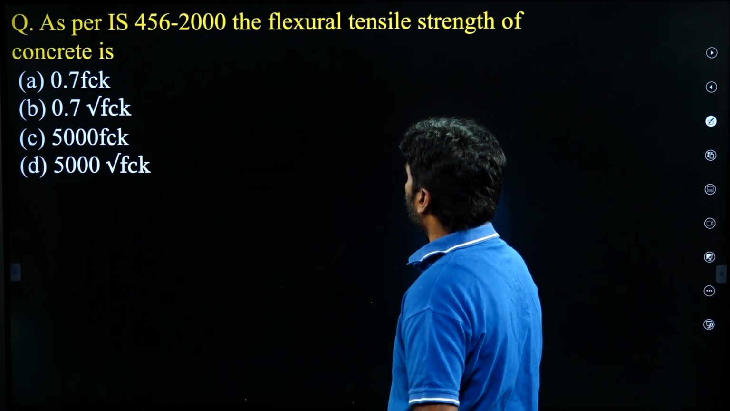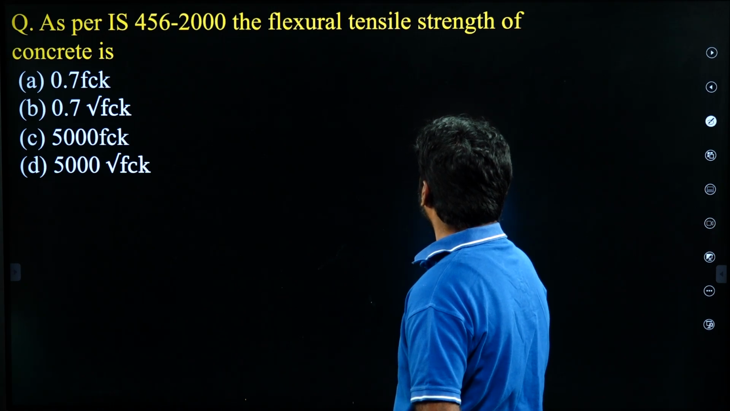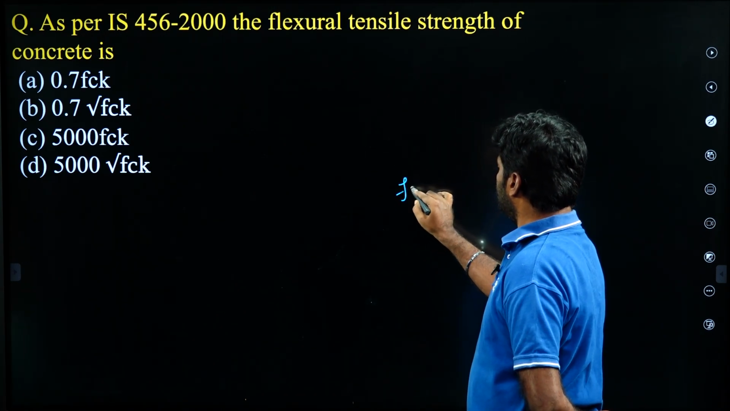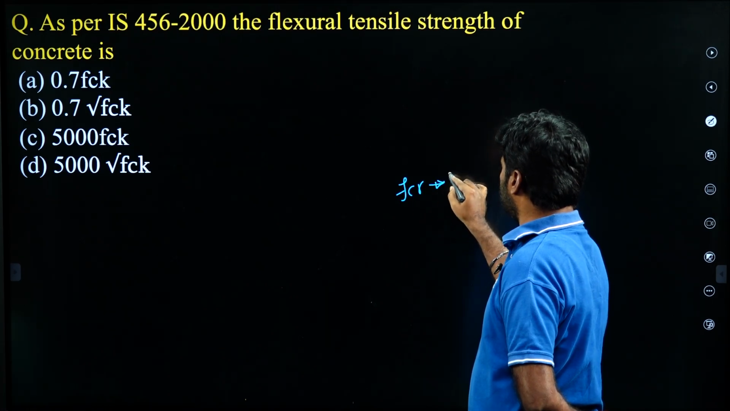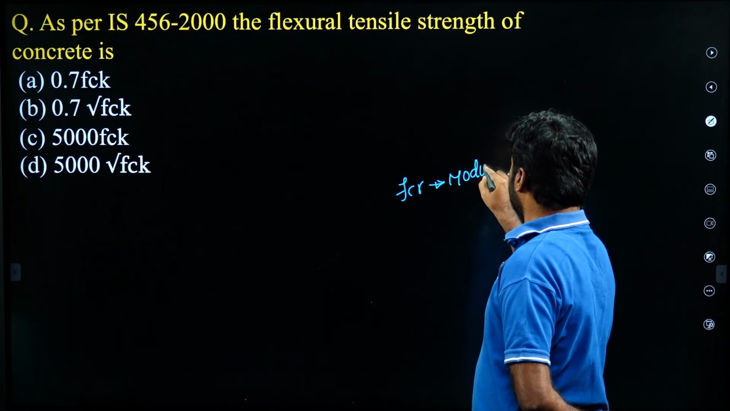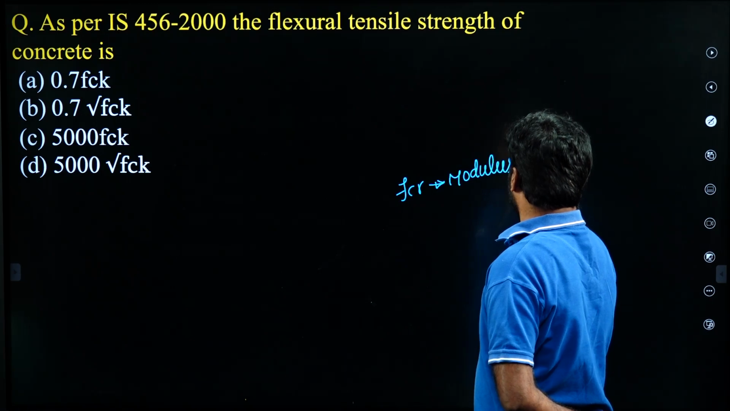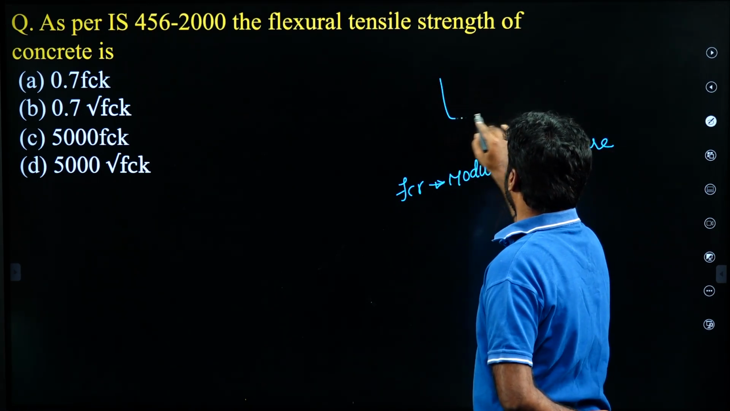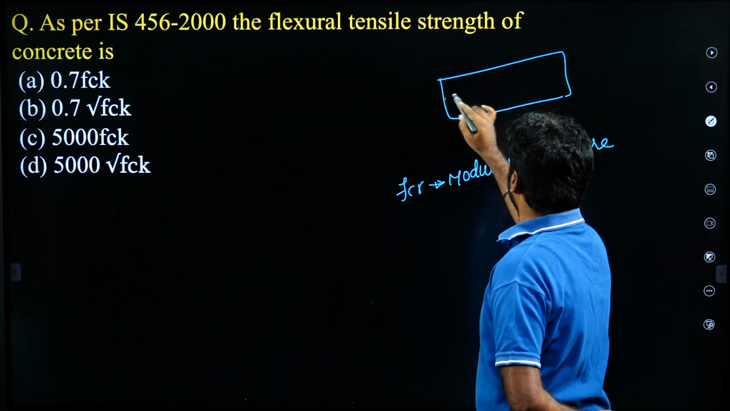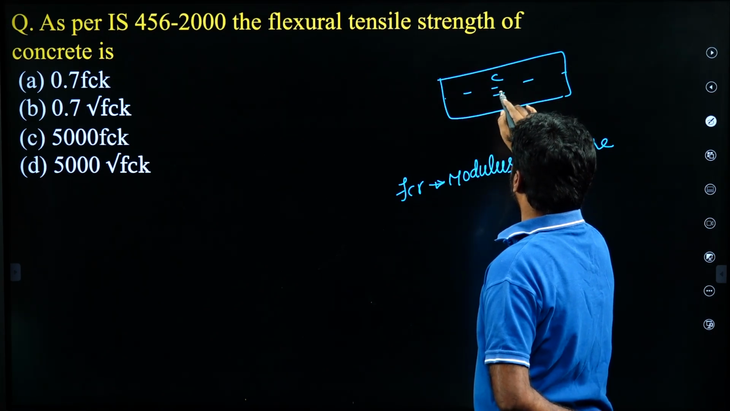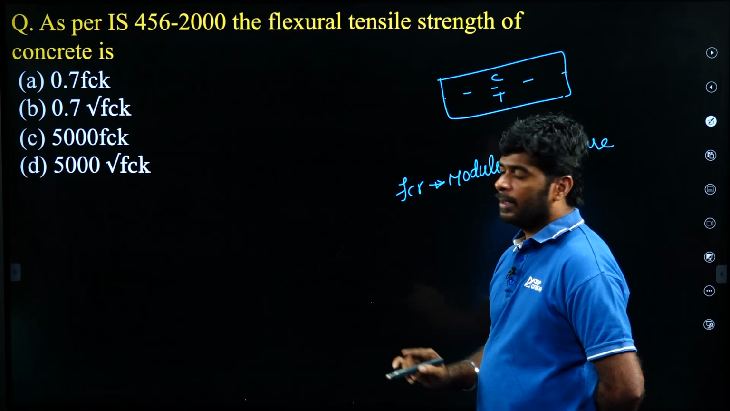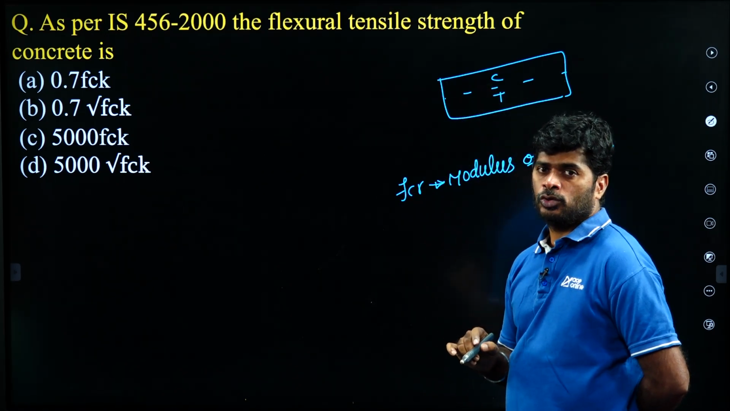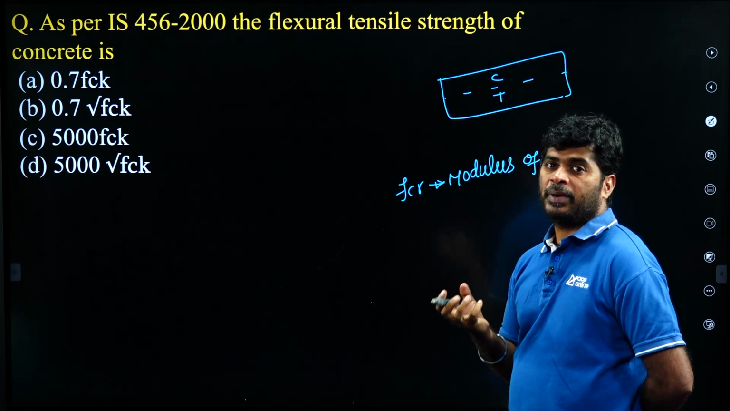As per IS 456-2000, the flexural tensile strength of concrete, also called the modulus of rupture. Suppose you take a beam: this is the compression zone and this is the tension zone. In the tension zone for concrete, what is the permissible limit?